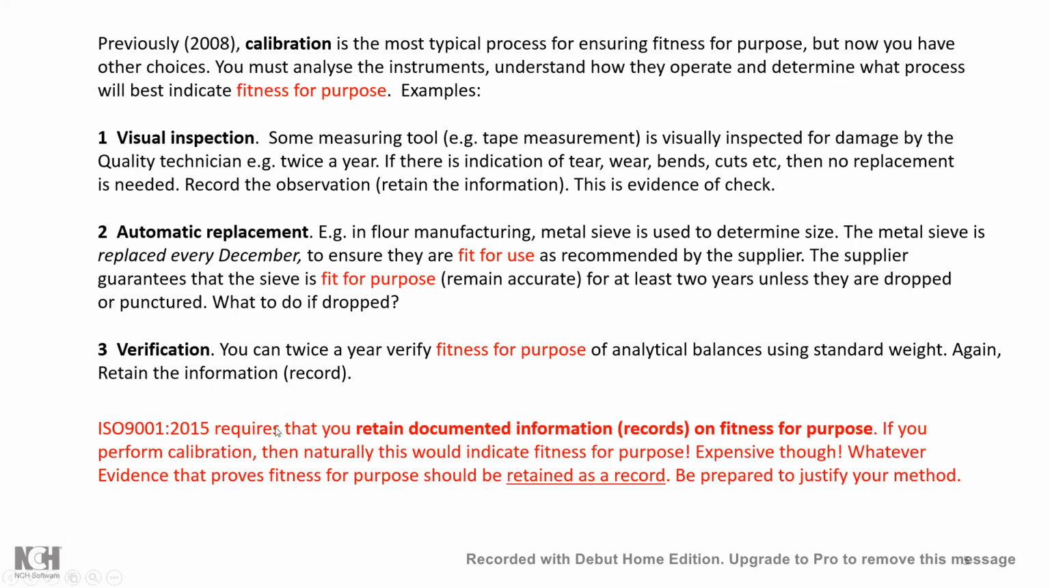That's a key word. Alright, I want to introduce this about documentation. ISO 9001:2015 requires that you retain documented information or records. So this provides evidence of the fitness for purpose. When the auditors come in, they want to know whether you have done verification, maybe you have done inspection, etc. So it becomes evident for fitness for purpose. If you perform calibration, it will indicate fitness for purpose, right? It is a very expensive exercise. So whatever it is, you have to retain it as a record, so you can justify your method later.